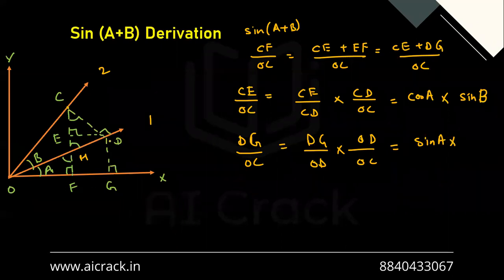And in the case of OD and OC, OD is corresponding to this angle, angle B. OD is the base and OC is the hypotenuse. So this is nothing but cos B. So we have got the formula sine A plus B equals cos A sine B plus sine A cos B. That's what we already knew, right? This is the kind of derivation you can do for cos A plus B and tan A plus B, but I'll skip that because we just have to understand the application. We have understood the derivation part of sine A plus B.